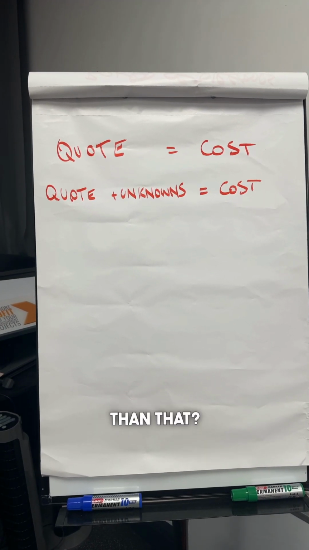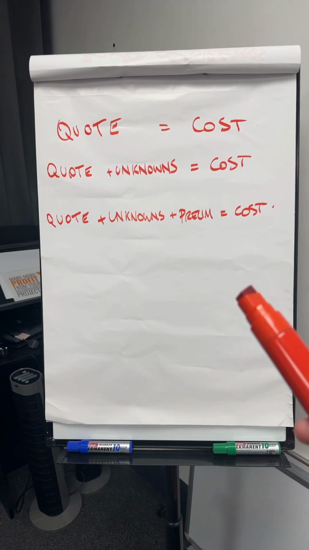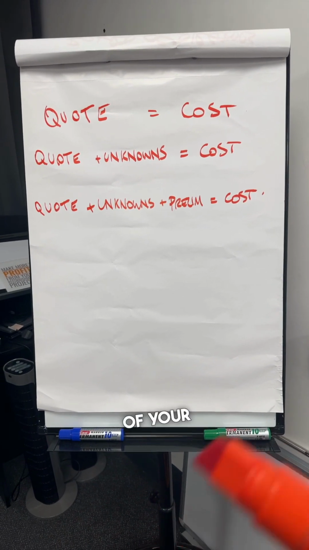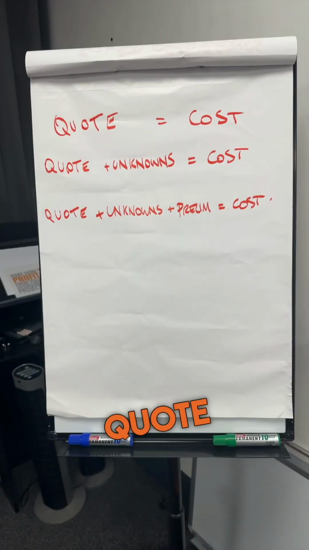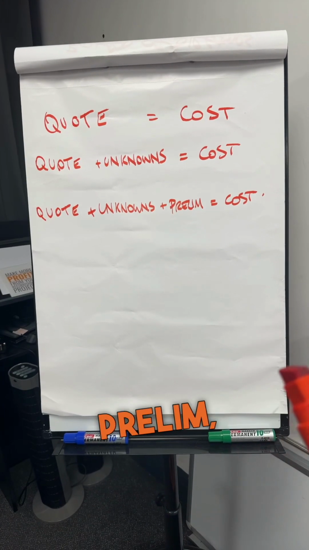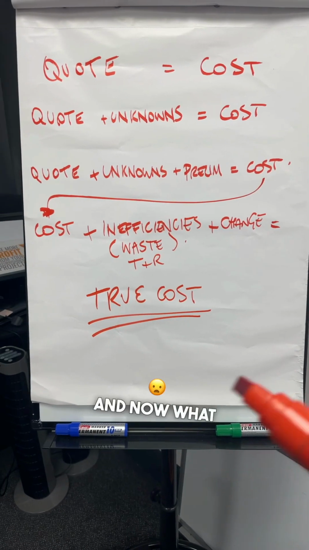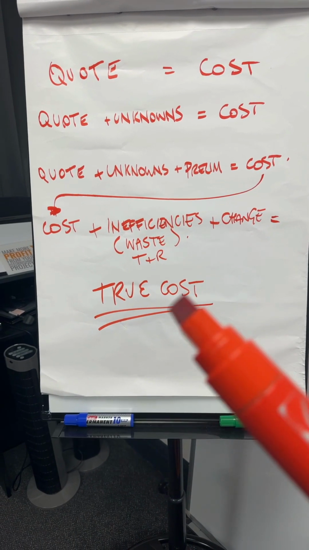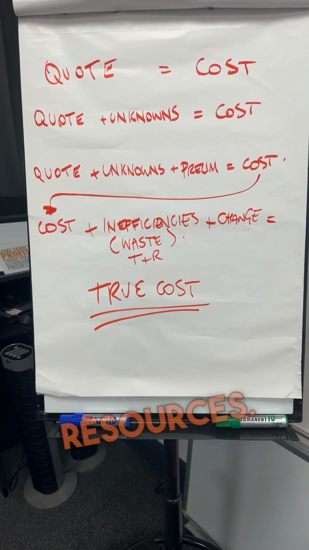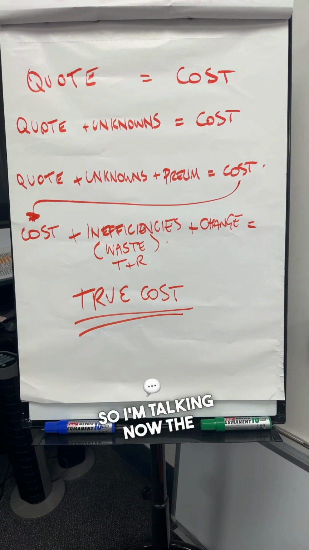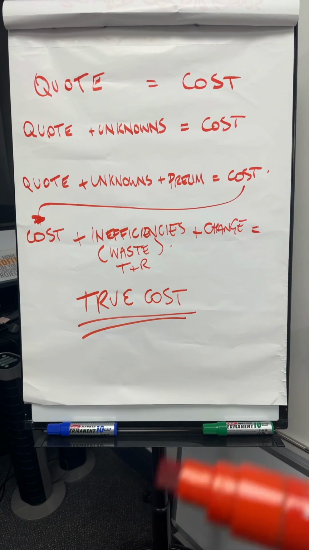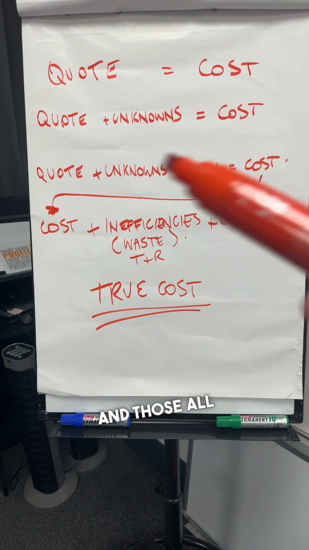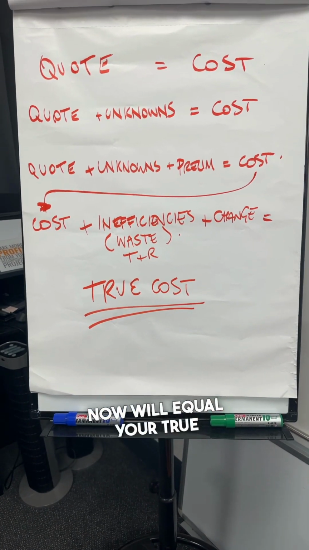But why is it still even more than that? Because in this one, we're now going to factor in time. So I've called it prelim in here. That's the cost of time, the running costs of your business. So we've now got the original quote plus the unknowns plus the prelim, which now equals the cost. And now what we have is this cost. Now we need to add on the inefficiencies, which is a waste of time or resources, plus change. So I'm talking now the change of mind, change of materials, change of location, change of position, change of anything once it's been done. And those all coming together now will equal your true cost.